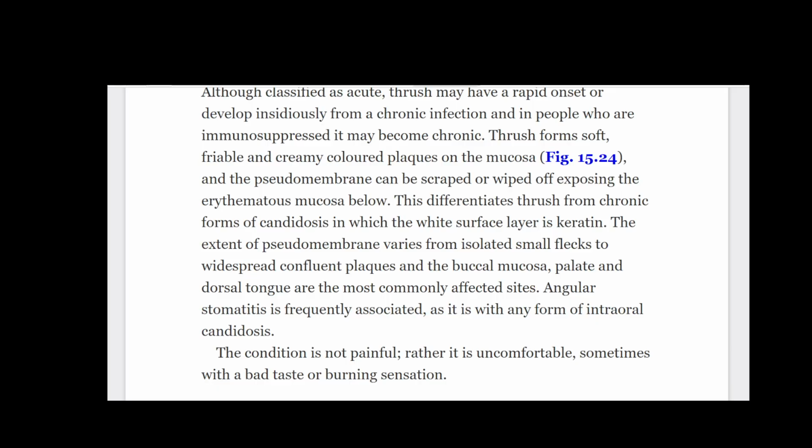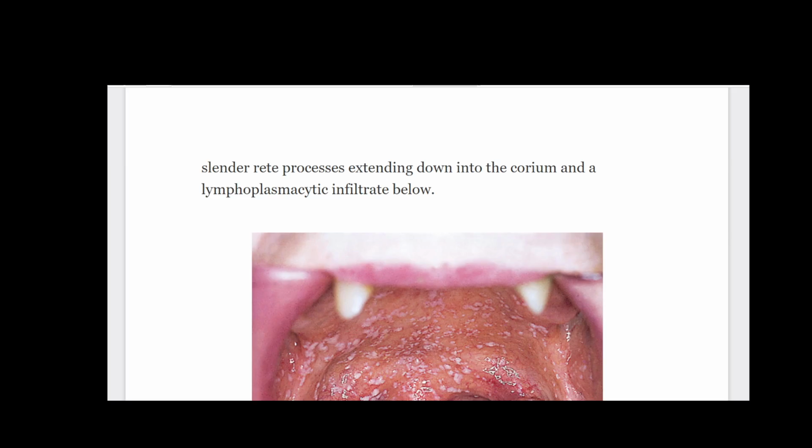Pathology. A periodic acid-Schiff, PAS, stained scraping from the pseudomembrane shows large masses of tangled hyphae, detached epithelial cells, fibrin exudate and neutrophils, Fig. 15.25, and finding hyphae is diagnostic. Biopsy is not necessary but would show hyperplastic edematous epithelium infiltrated by neutrophils. Staining with PAS shows many candidal hyphae growing down through the epithelial cells to the upper prickle cell layer, Fig. 15.26. More deeply, the epithelium is hyperplastic, with long, slender rete processes extending down into the corium and the lymphoplasmacytic infiltrate below.